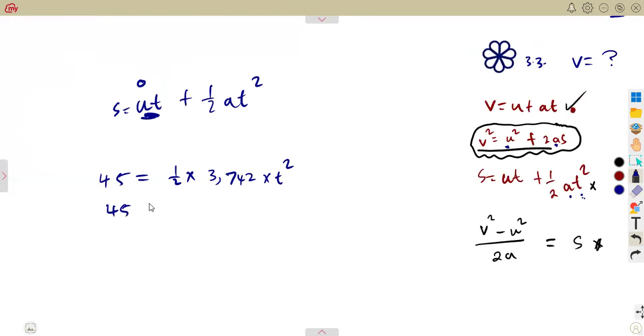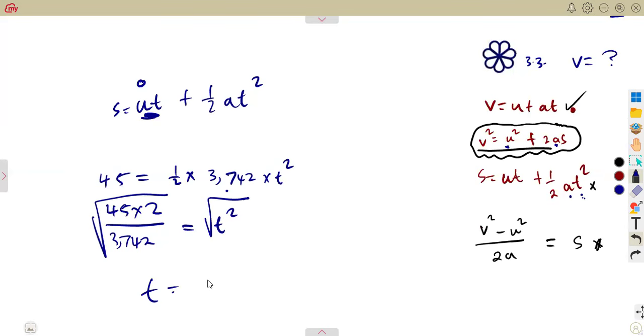Just cross multiply by these two. So it's 45 times 2, then you divide by 3,742. This is equal to t squared. Introduce the square root since you need the value of t there. So your time was going to be 4,904 seconds, if you're using this.